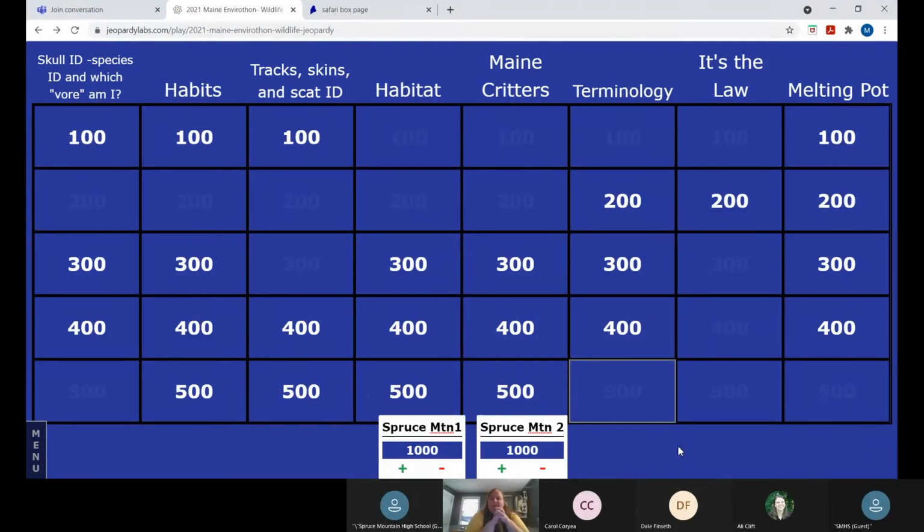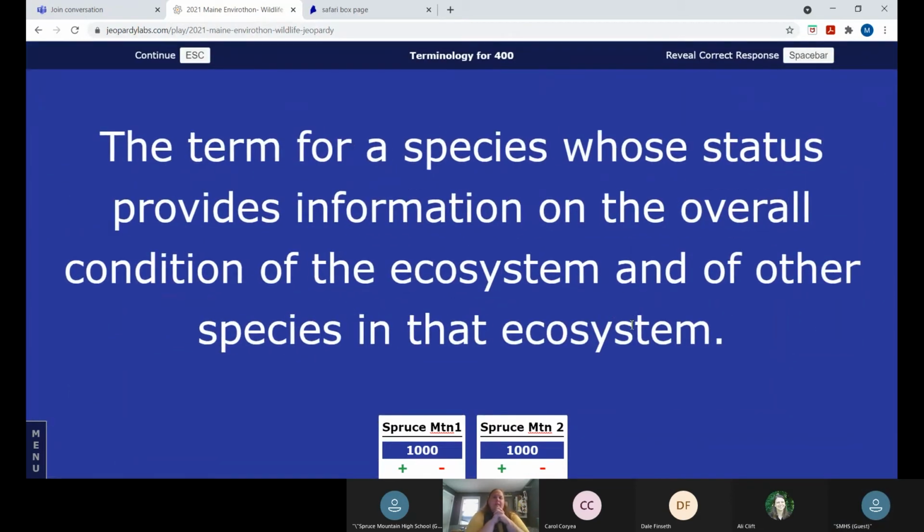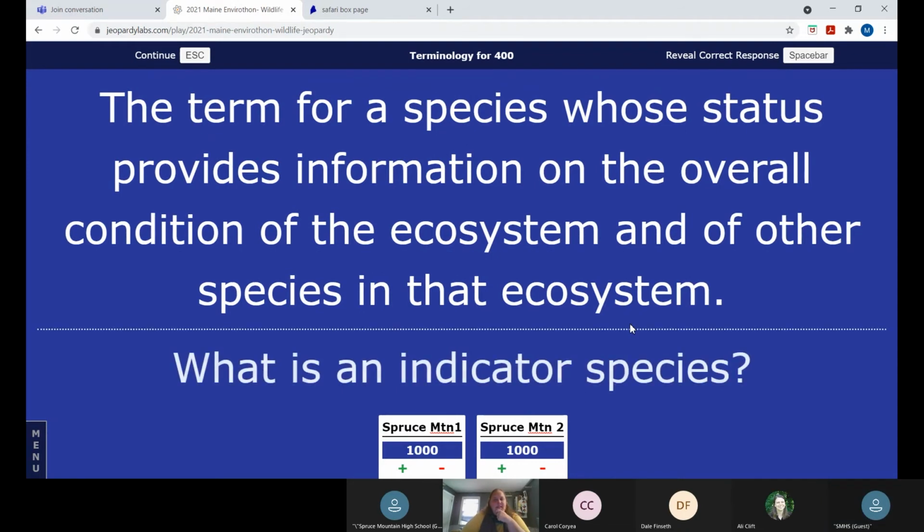All right, Spruce Mountain 1. Terminology 400. So this is the term for species whose status provides information on the overall condition of the ecosystem it's living in and all other species that are living in that same ecosystem. What is an indicator species? There you go. Good job.